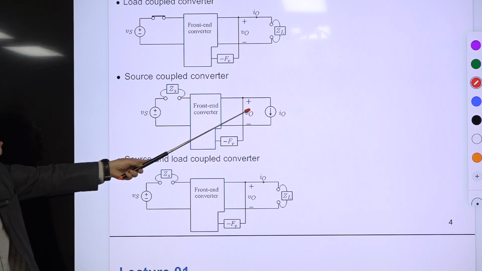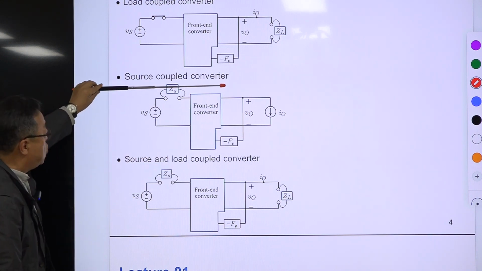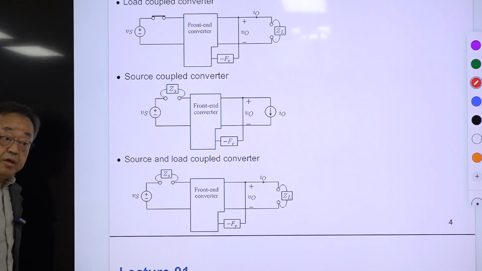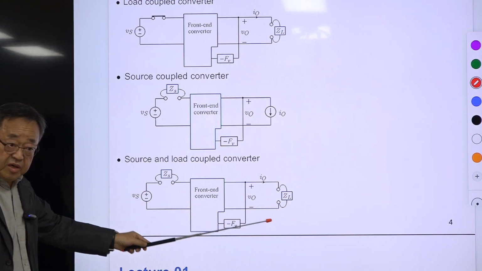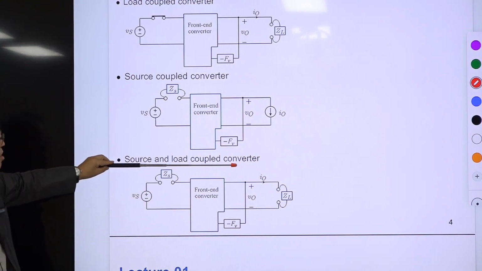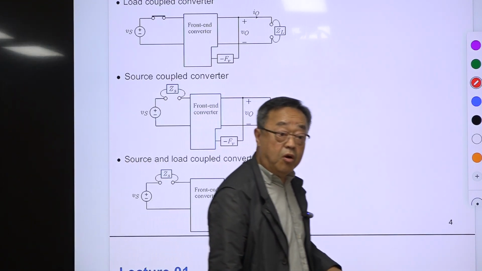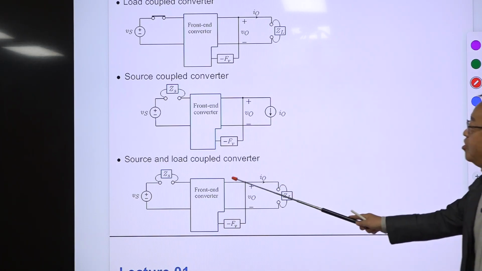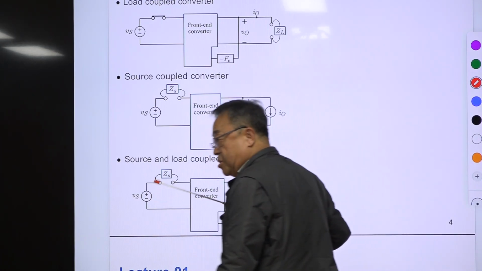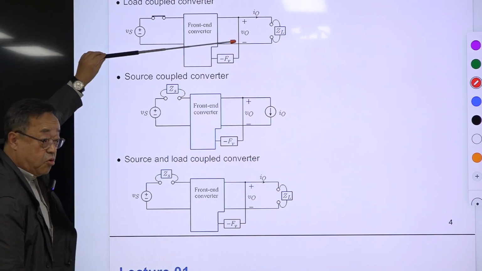Here we are using an ideal current sink, and this is called the source coupled converter. In here, this is the practical source subsystem, and this is the load impedance. So this is the source and load coupled converter, or completely coupled converter, or simply coupled converter. So what we are dealing with is this. We have some results for this, and we designed the control of this.